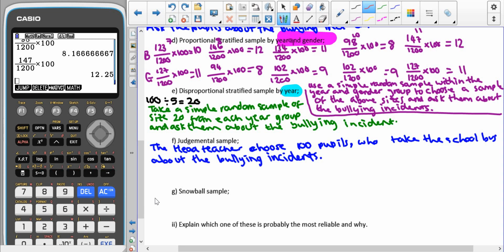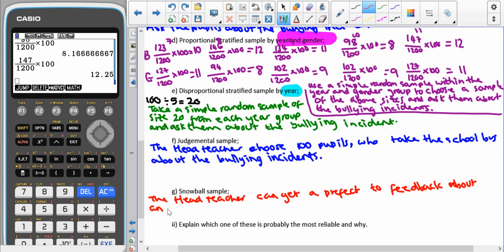And lastly, for the snowball sample, the head teacher can get a prefect or head pupil or something like that to feed back about any incidences of bullying that pupils tell them about.